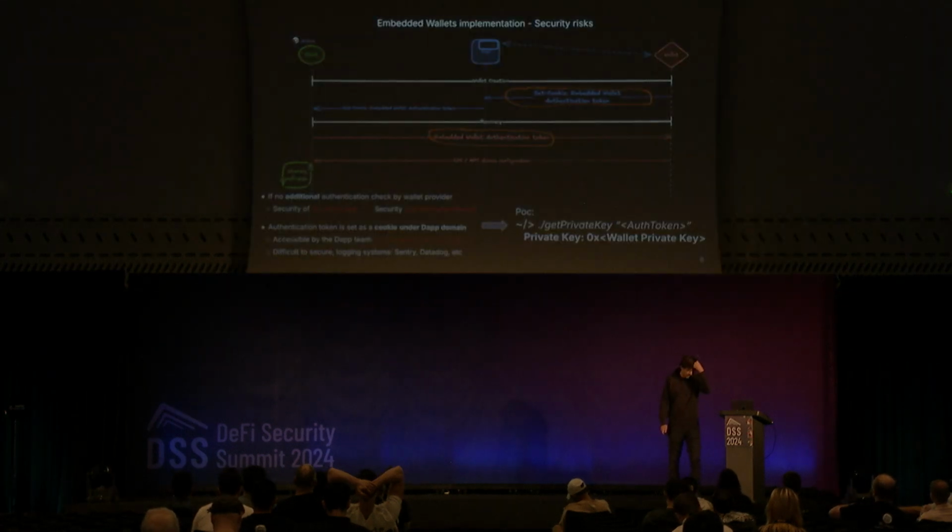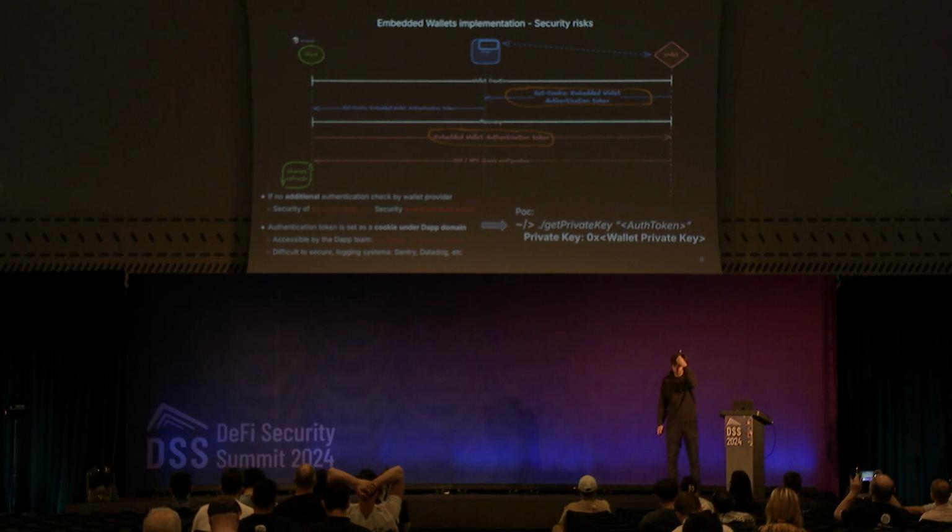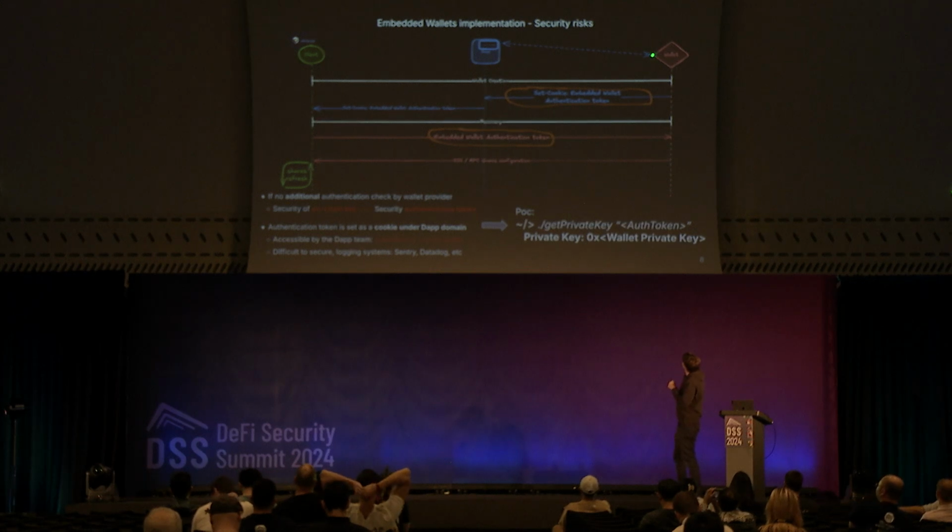Okay, that looks fine, but if it's not done properly, this can create some issues. So as I said, you have two steps. You have the embedded wallet provider that's going to share the authentication token with a decentralized application.